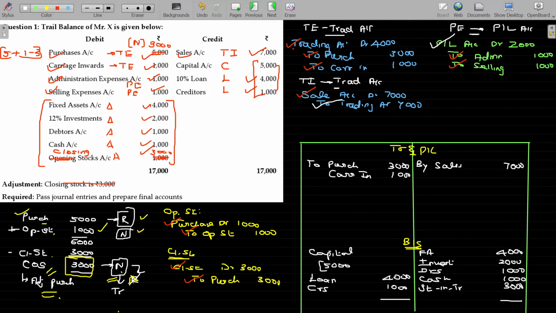And then here in P&L account, to admin expenses, the value being 1,000 rupees, and to selling expenses, 1,000 rupees. Hope we have posted everything.